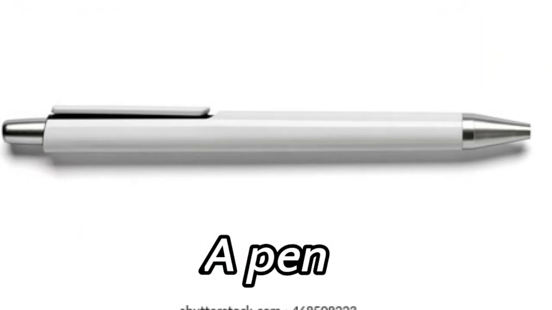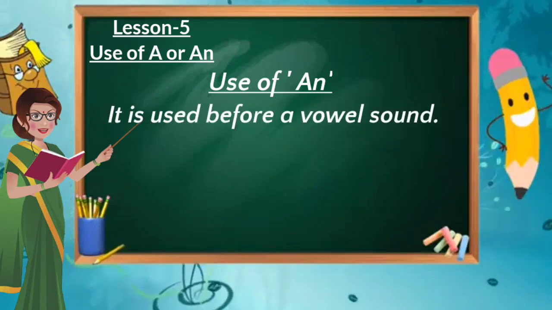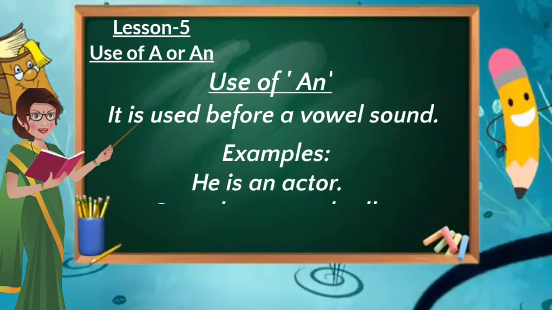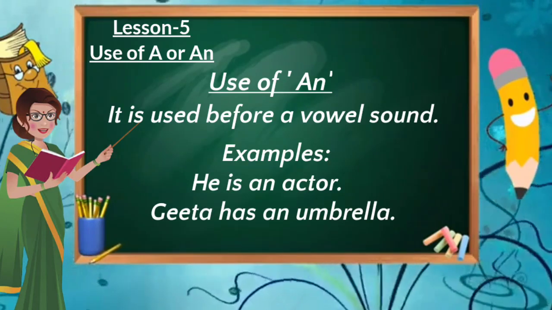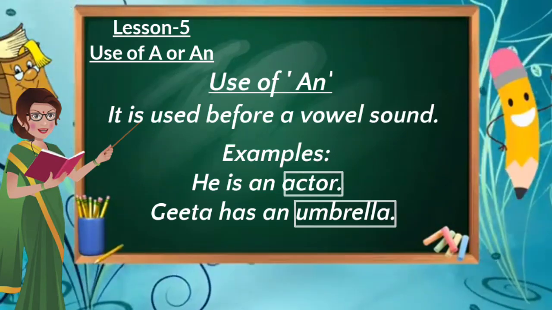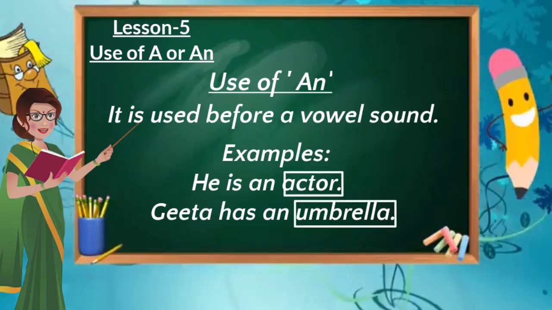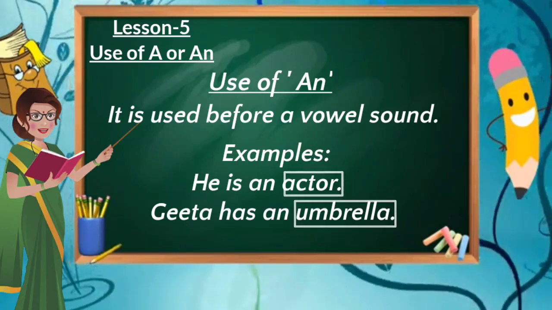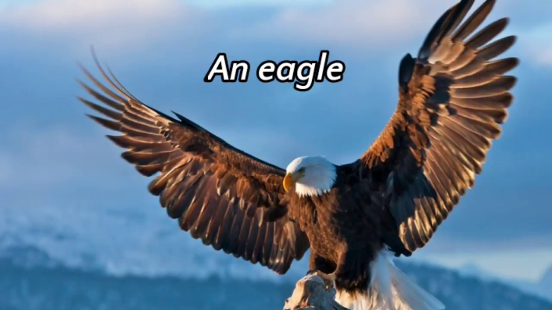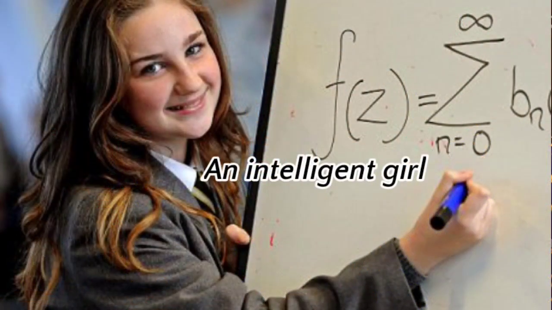Then the next one is the use of AN. It is used before a vowel sound. For example, he is an actor. Geeta has an umbrella. Here also both the words actor and umbrella start with a vowel letter as well as a vowel sound, so here we should use AN before them. Let's take some other examples: an eagle, an Indian woman, an intelligent girl.